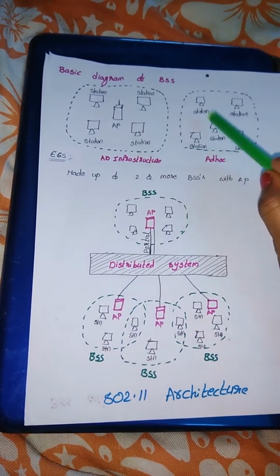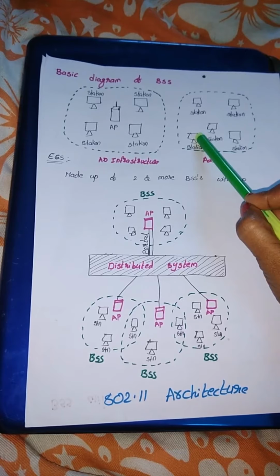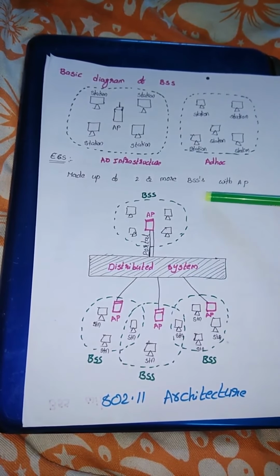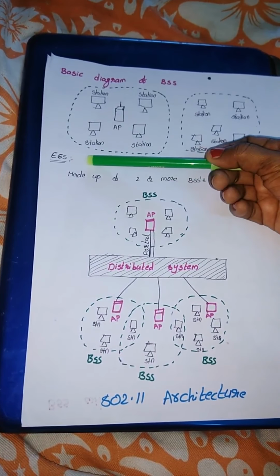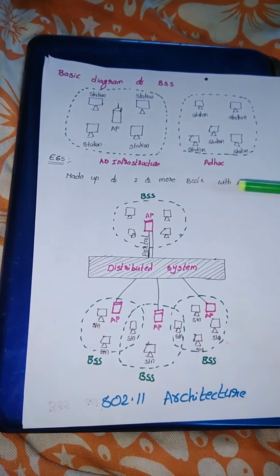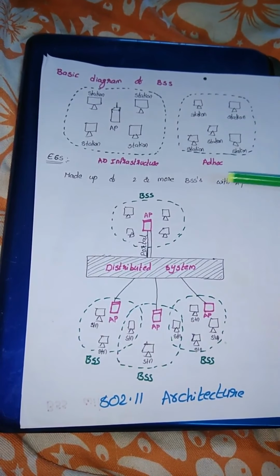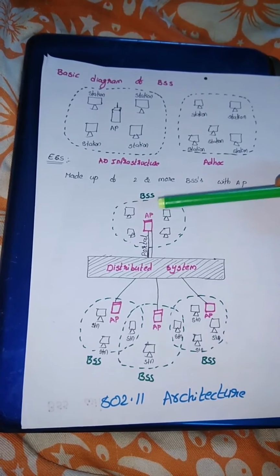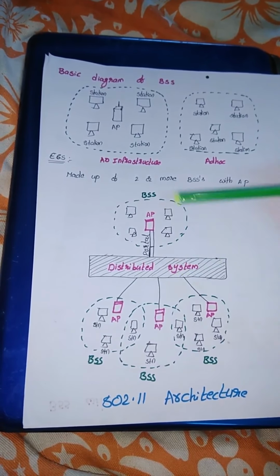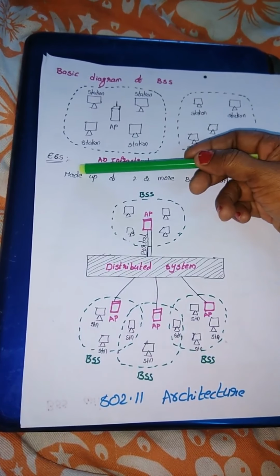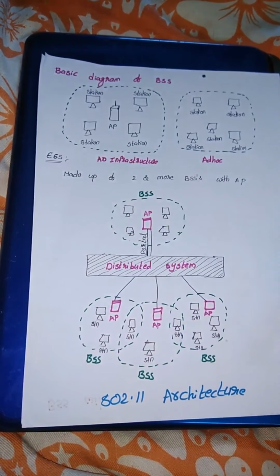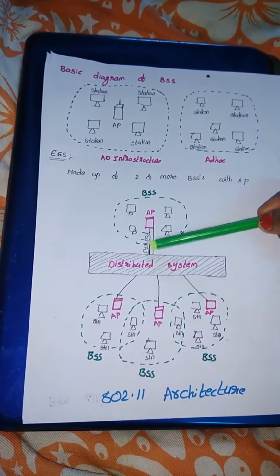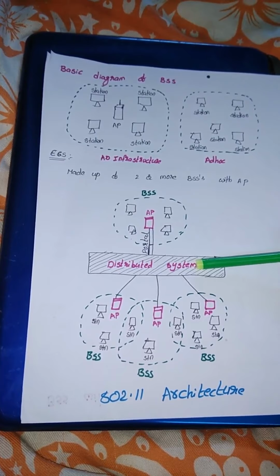So by using these two different networks, we have wireless communication based upon ESS. Let us go for what ESS is. ESS is made up of two or more BSS with APs. That means whichever BSSs have APs, those BSSs can communicate. The group of all these BSSs is called ESS. For explaining this ESS, we need two more components: the portal and the distributed system.